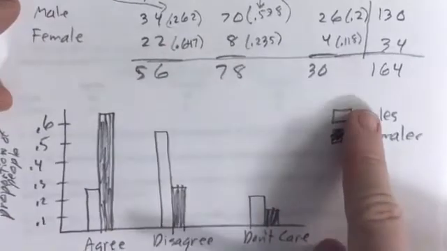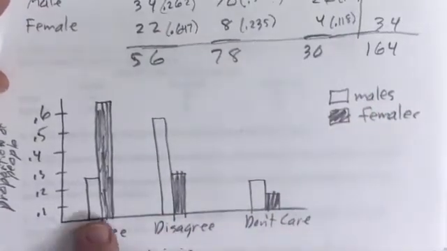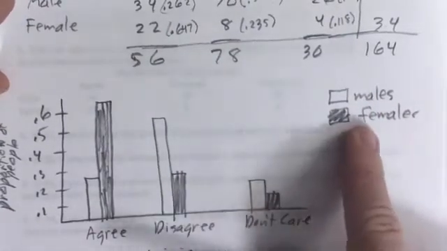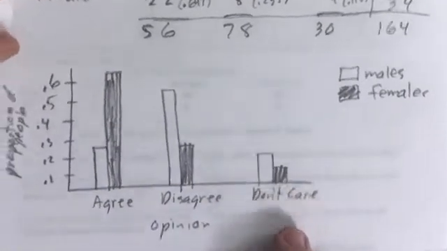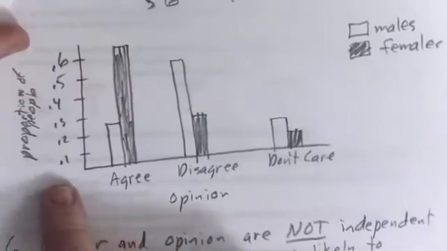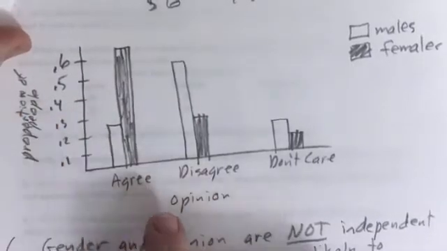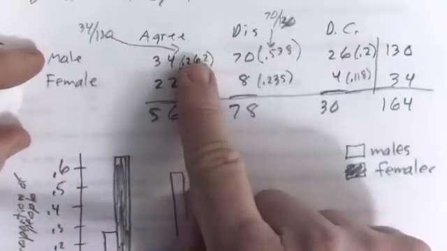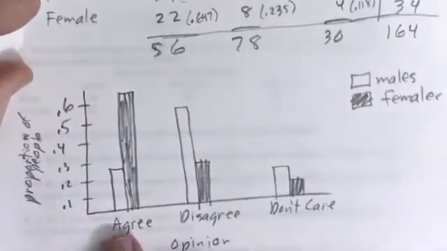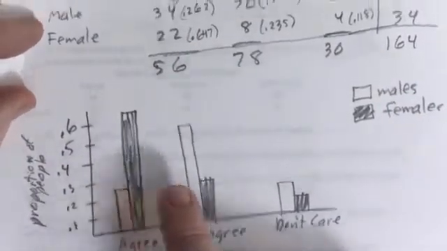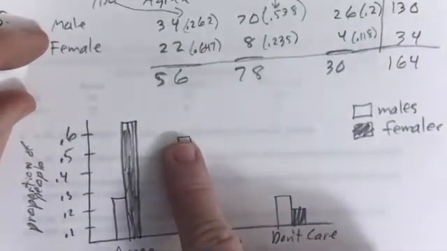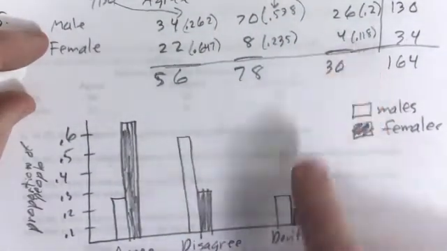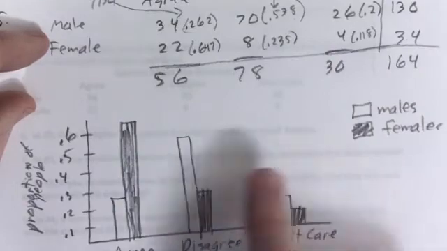Okay, so I've got males and females. The males is the open bar, and the female is the filled-in bar. And then I put agree, disagree, and don't care. And notice I labeled it with opinion. That's important. And this is the proportion of people. So for the males, 0.26 agree, so I went up to 0.26 that agree, and then about 0.54 disagree, so that went up to there. And then about 20% didn't care, so that went up to there. And then I did the same with the females.